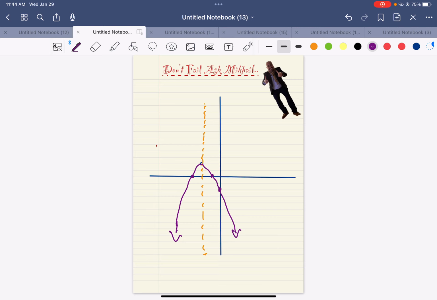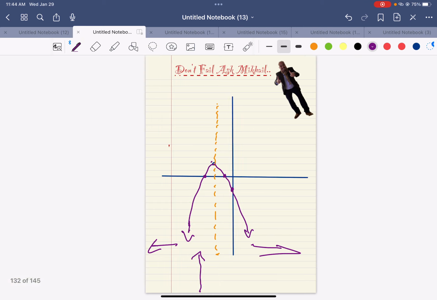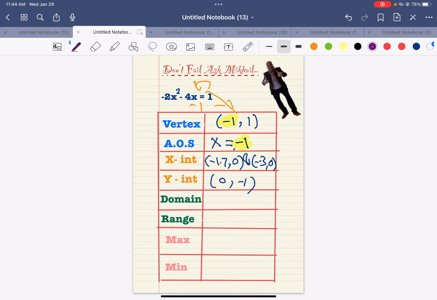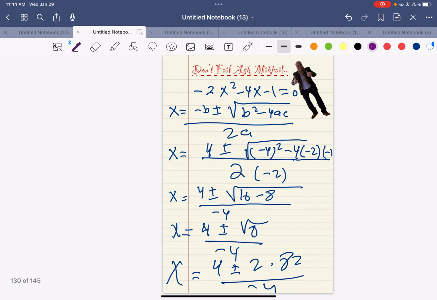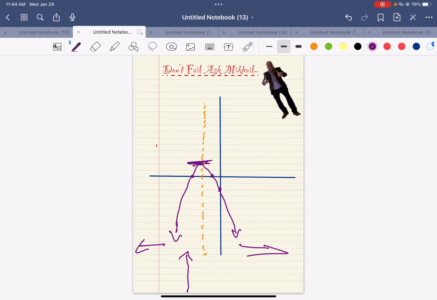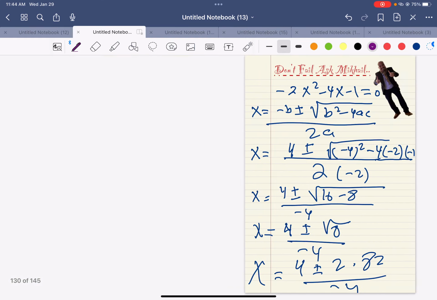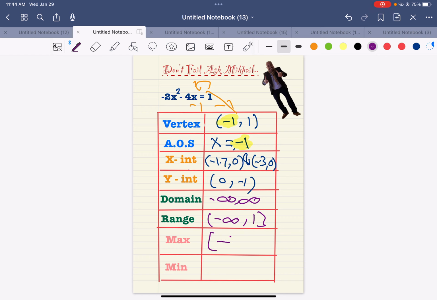Now the domain has to do with the x-axis, x values going right and left, so the domain is negative infinity to infinity. The range goes from the bottom to the top, so the range is negative infinity to the y value of the vertex, with a bracket because I'm including it. Maximum: I have a max here, which is the vertex, negative 1 and 1, and the minimum is negative infinity.